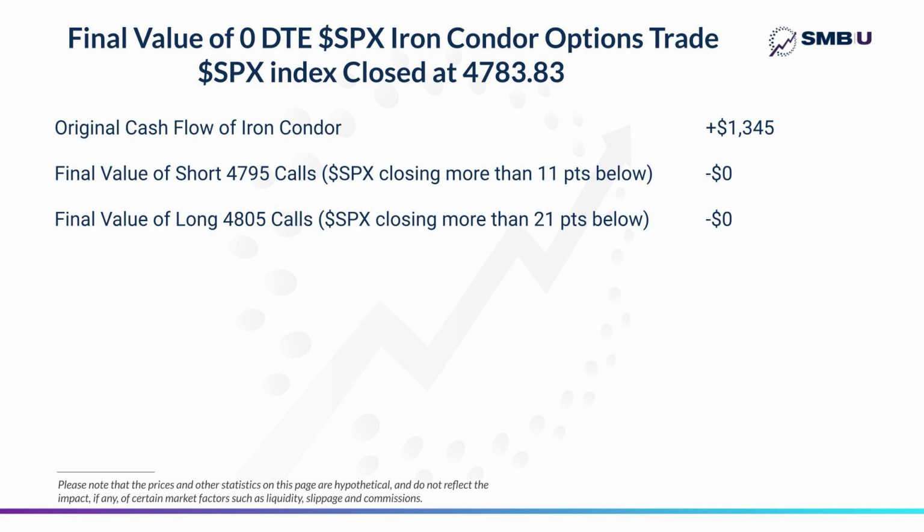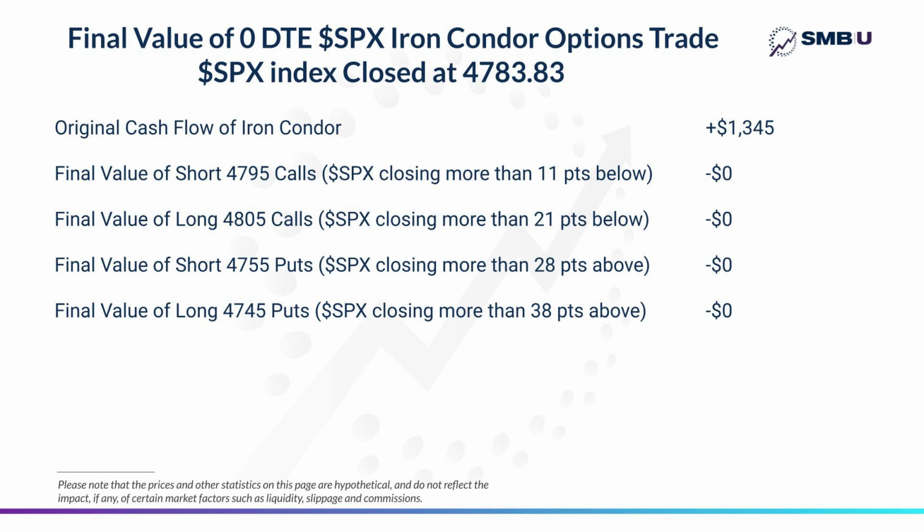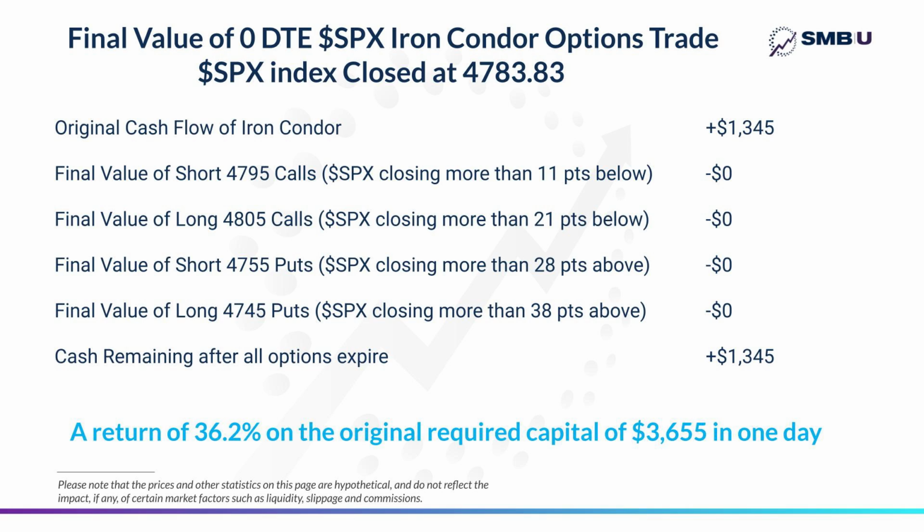And of course, the long call above that's going to go out worthless as well, obviously. And puts don't pay off at all if the market closes above their strike prices. So both the 47.55 and the 47.45 puts expire with no value also, meaning you simply pocket that original $13.45 in cash that you originally received, resulting in a win of over 36% in 5 market hours.